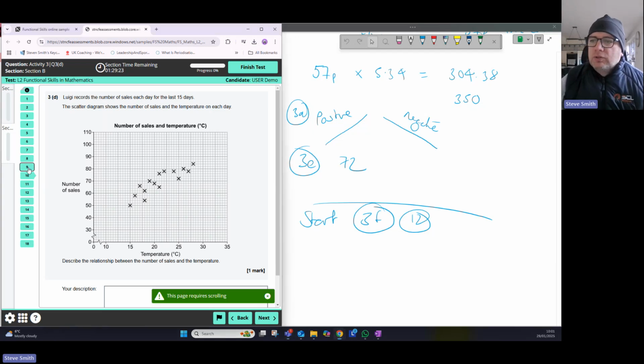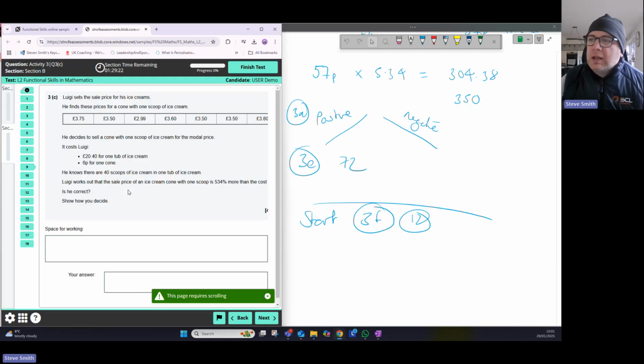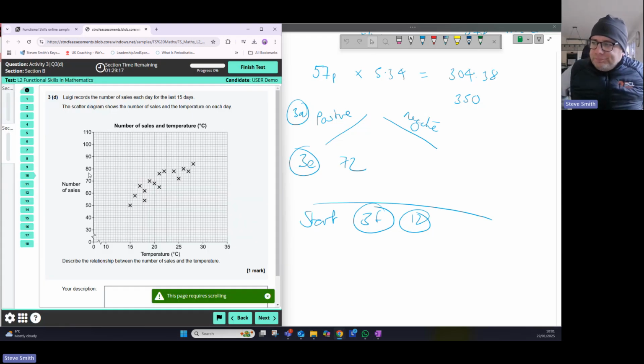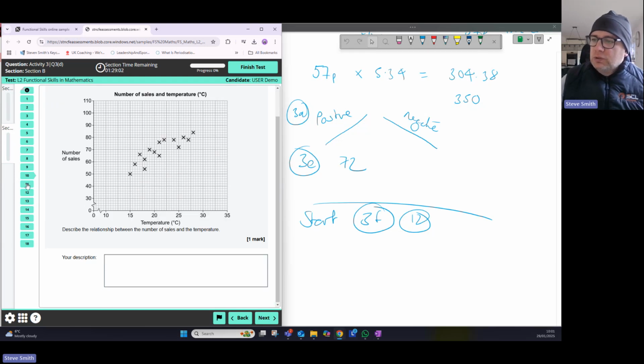Yesterday we got to 3C. We did 3C, sorry. We got through to this next question. On question 10, we had to look at the relationship between the ice cream sales and the temperature, and we figured that was a positive. And then we moved on to the next question, which was question 11.